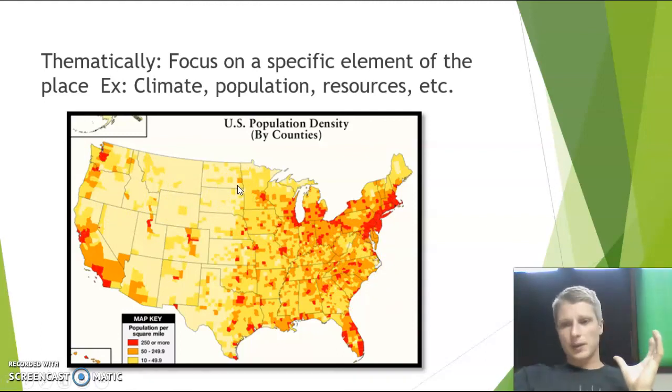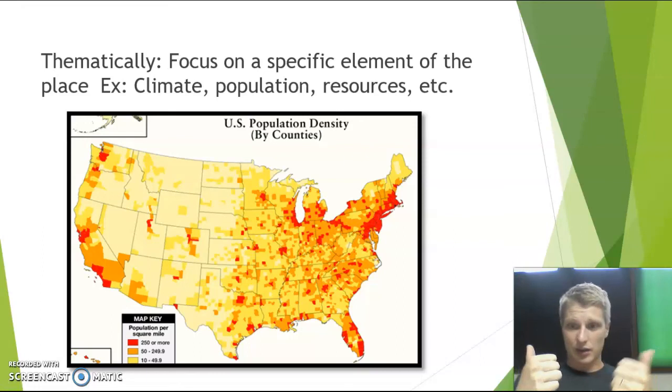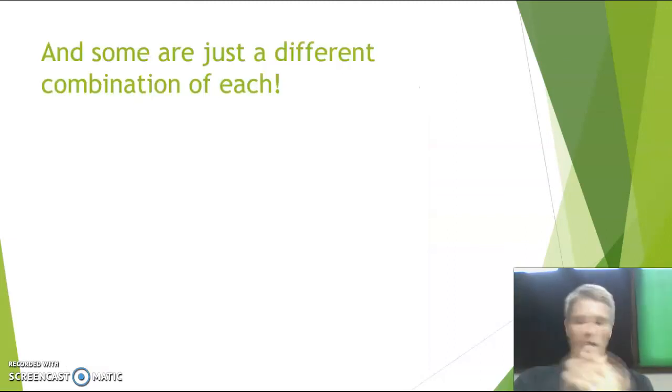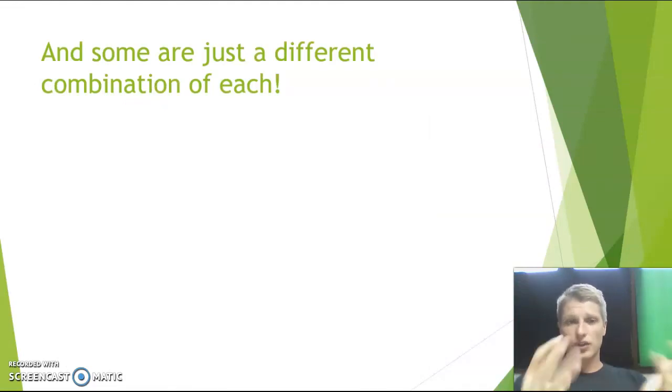There's a lot of maps out there, and a lot of maps are physical and thematical, or physical and political. However, you can have some that are just one or the other. And so there's a lot of them. Or there's three of them, and then there's different combinations of all three.